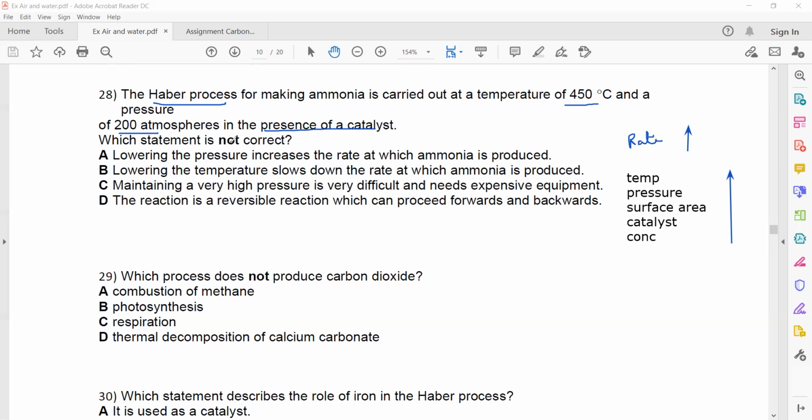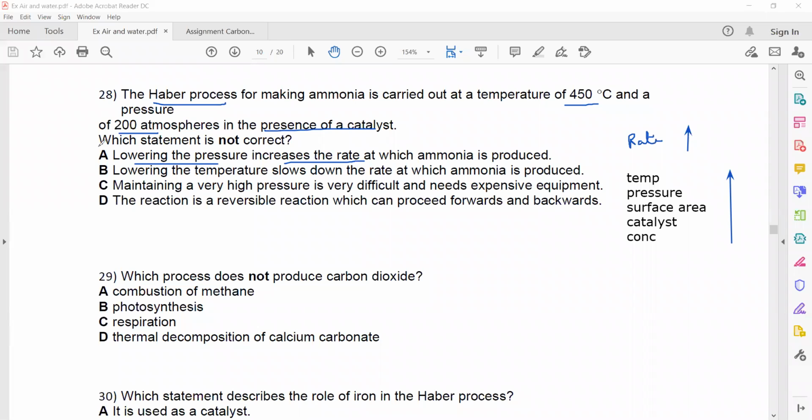So which statement is not correct? Lowering the pressure increases the rate of the reaction. That's wrong, because if you decrease the pressure, the rate of the reaction will also decrease. But the yield means the amount of the product. Yield is a different thing, rate is different. Rate refers to the speed of the reaction and yield refers to the amount of the product.